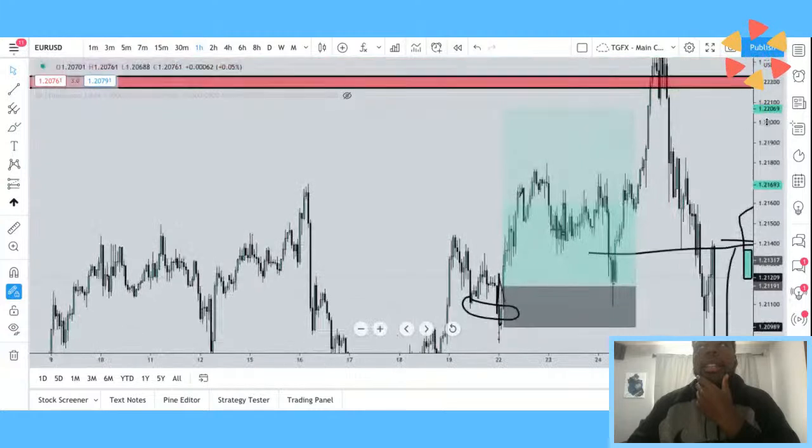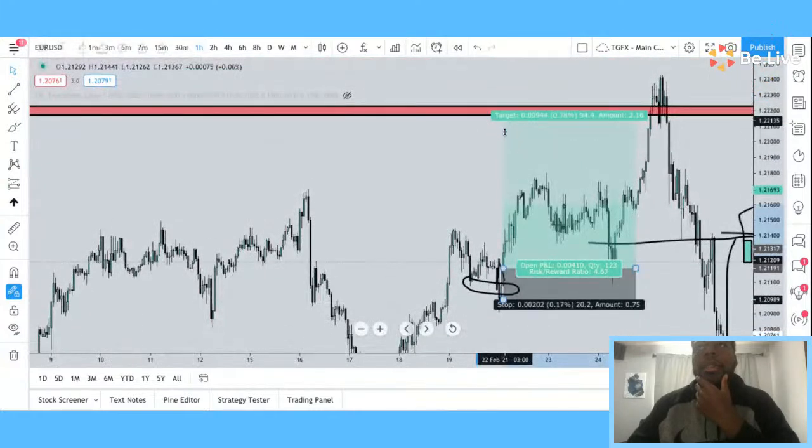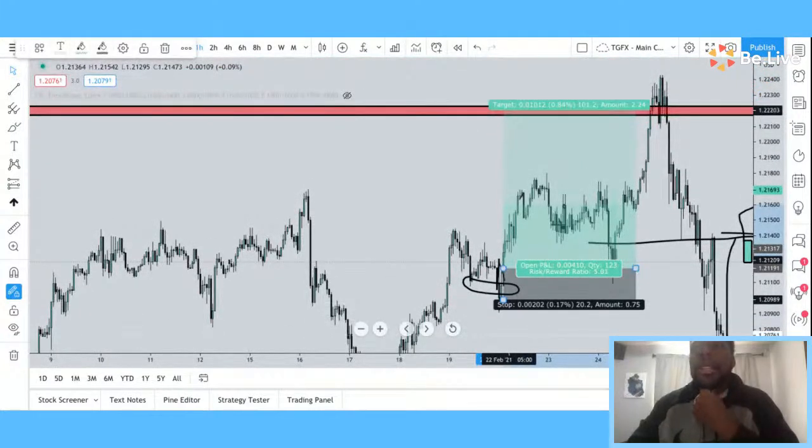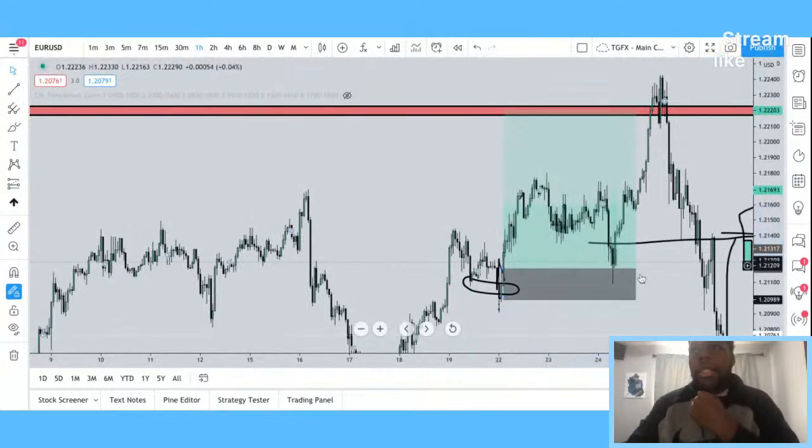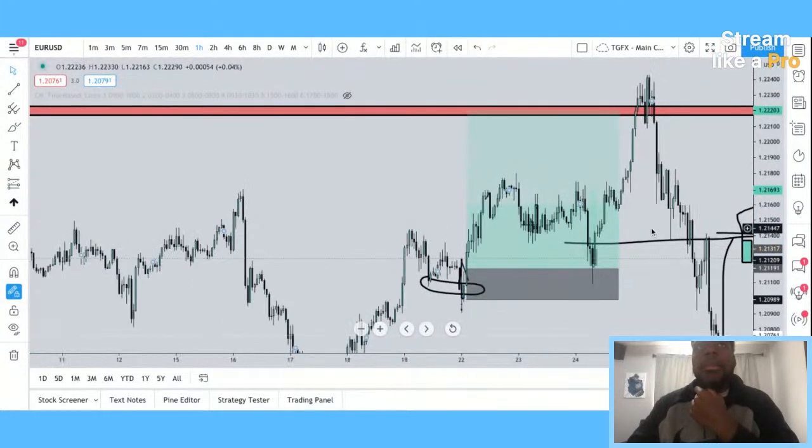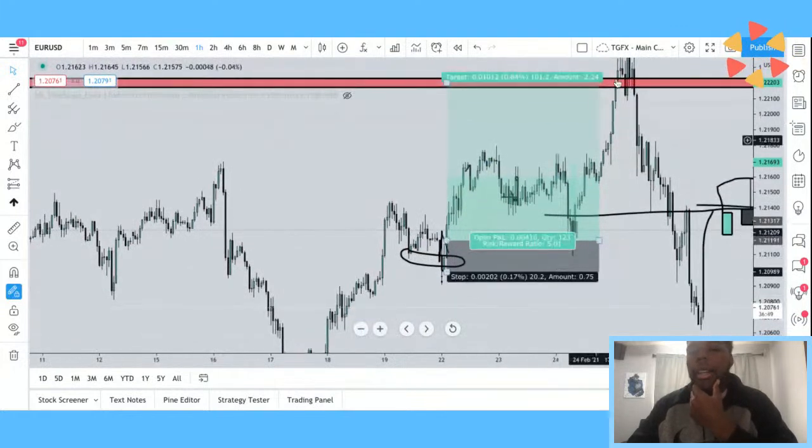All right, so nonetheless, you see that this trade played out perfectly. It went up about 100 pips. Now we did have a little bit of drawdown once again here, but once again, it's for the higher time frames. It had to form a pattern to push the overall higher time frames.